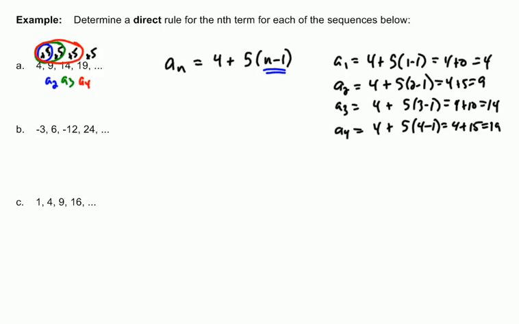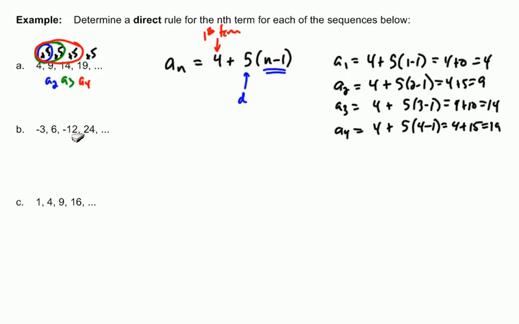So what are the components of this rule? This 5 that's right here, that's our common difference, d. And this 4, right, is our first term. So it should be pretty easy to replicate this pattern. Anytime you see a common difference, right, you know that that difference is going to get multiplied n minus 1 times and then added to the first term. Okay? Now let's see if we can use a similar line of reasoning for the second one.